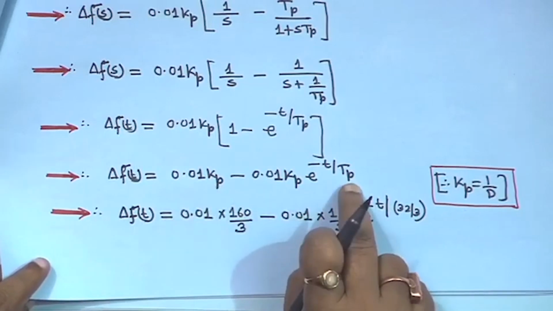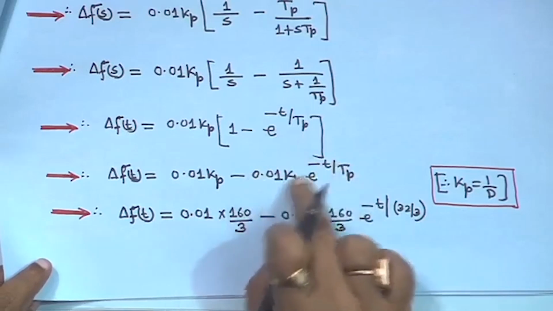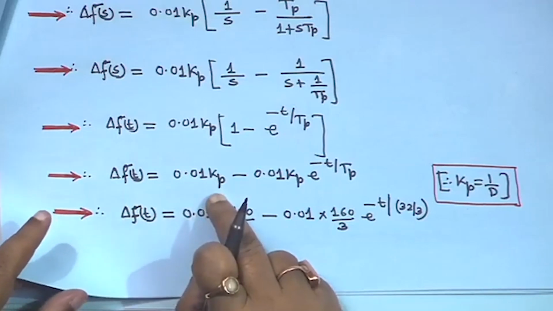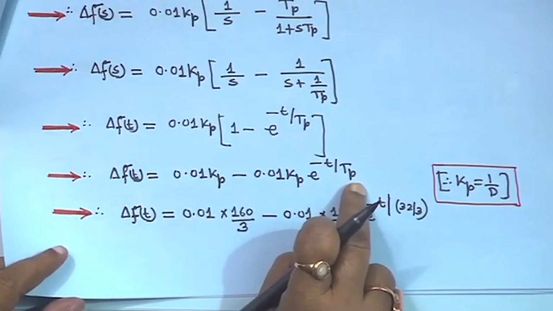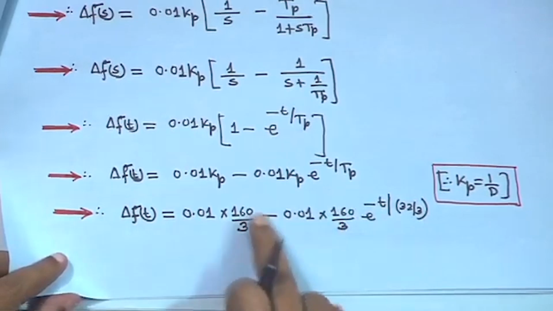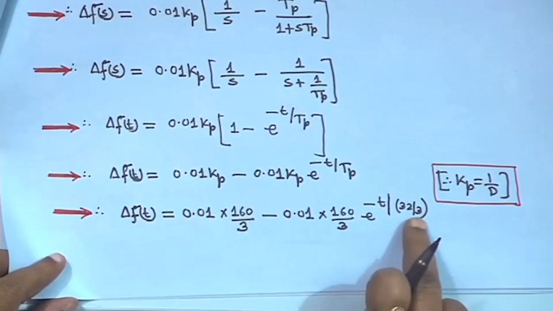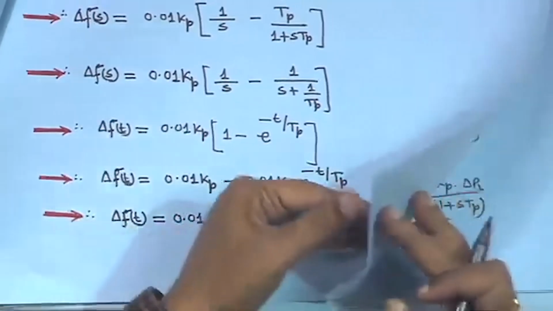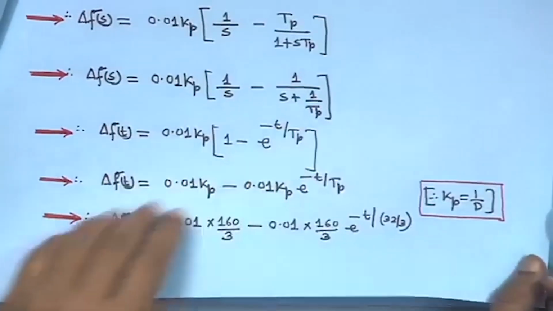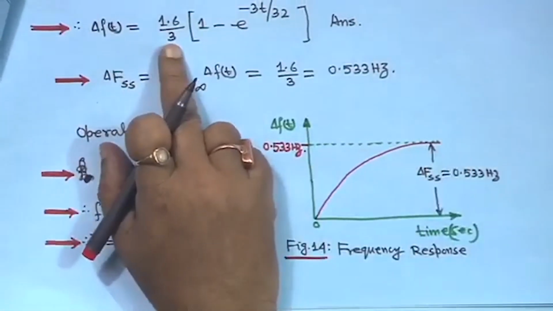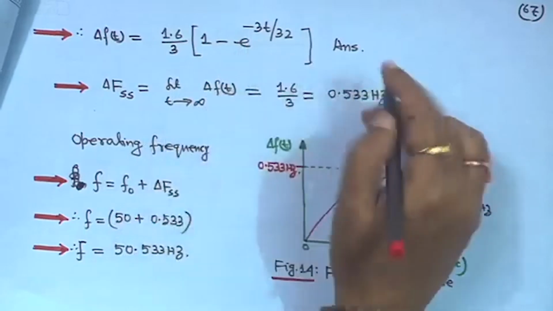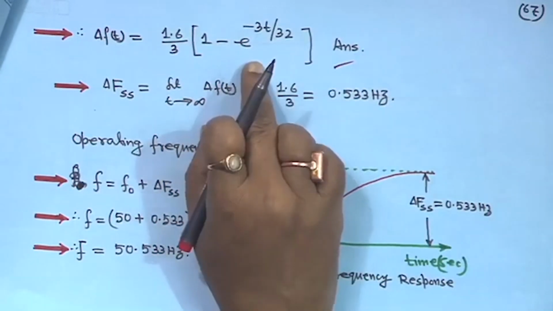As t tends to infinity, this term will vanish, it will become 0. So only Kp has its effect on the steady state value. All time constants have no effect on the steady state, only during the transient. Therefore, we are substituting Kp equal to 160 by 3 and Tp equal to 32 by 3. That means delta f(t) is equal to 1.6 upon 3, after simplification, into 1 minus e to the power minus 3t upon 32. Actually, this is the frequency response.